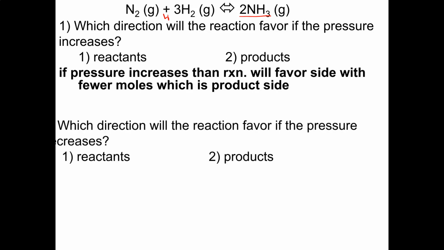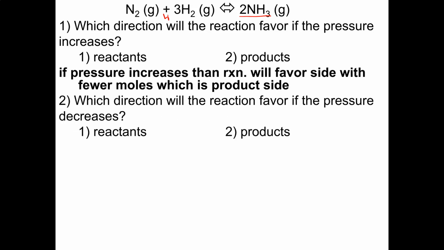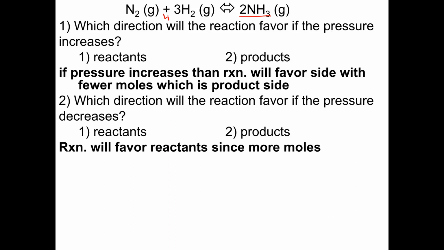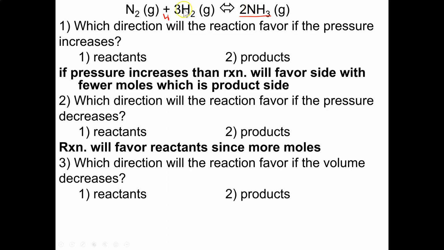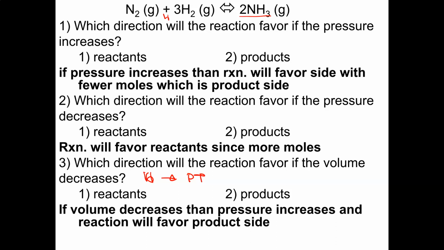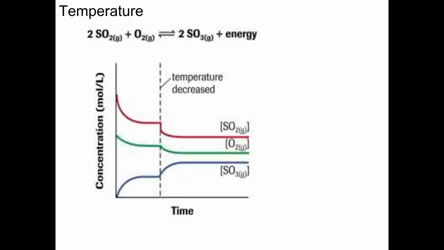And then for the second scenario, which direction would we favor if the pressure decreases? The side that has more moles of gas, which is obviously that. And which direction would the reaction favor if the volume increases? So volume going down, meaning that pressure goes up. Pressure goes up, you favor the side that has less moles of gas, which is once again the product side. That's why it's important you shift it to a pressure question. It makes it easier to memorize.